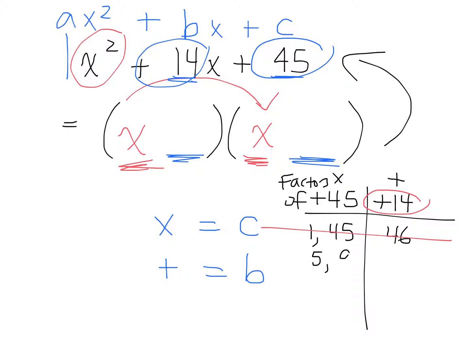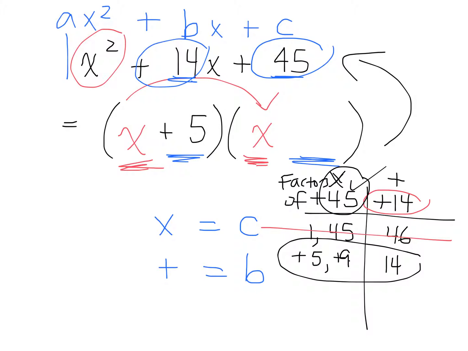5 and 9, you said earlier. 5 times 9 is 45, so it multiplies to give me 45. And what is 5 plus 9? 14. Positive 14, so that works. So my answer is positive 5 and positive 9. That's factored form. That's it.